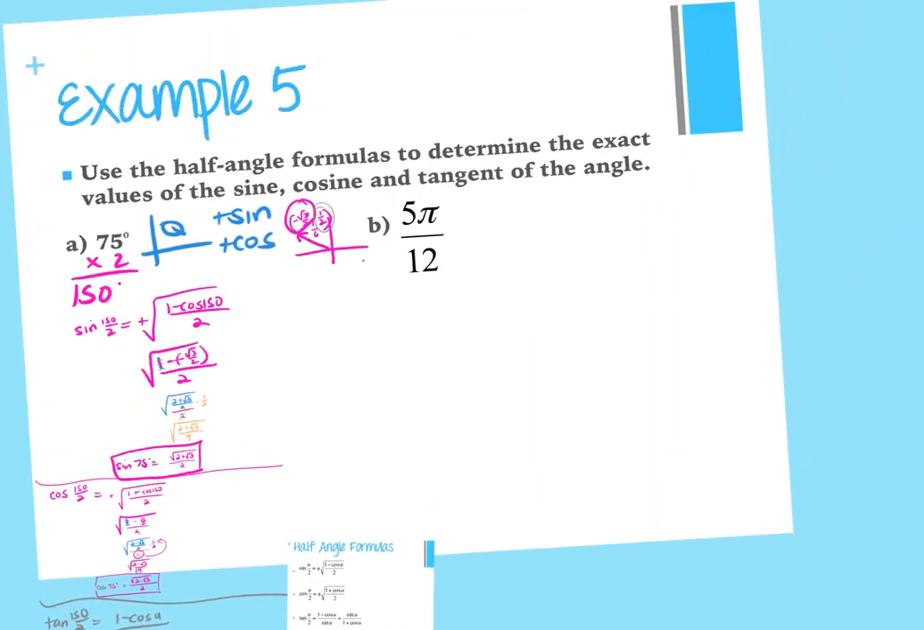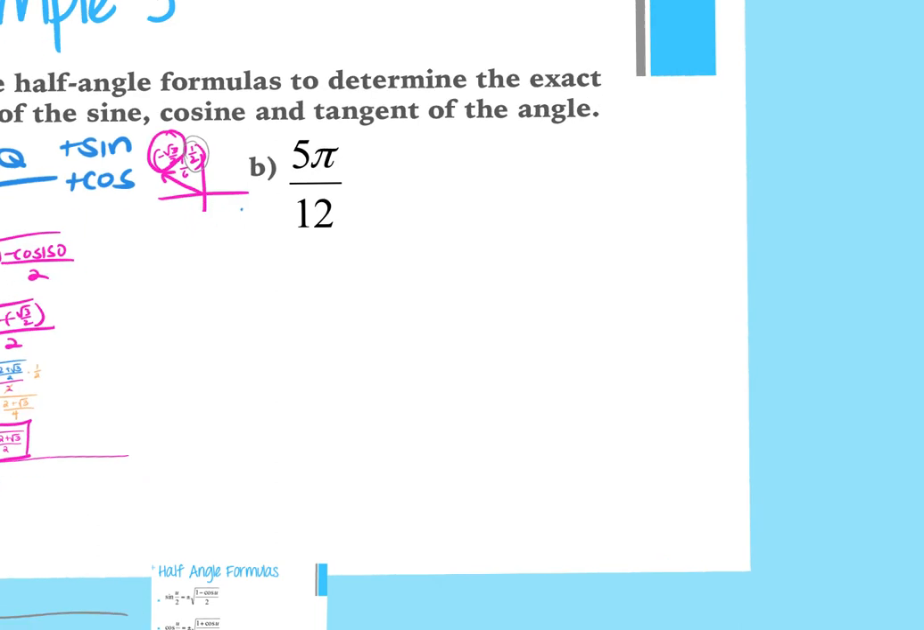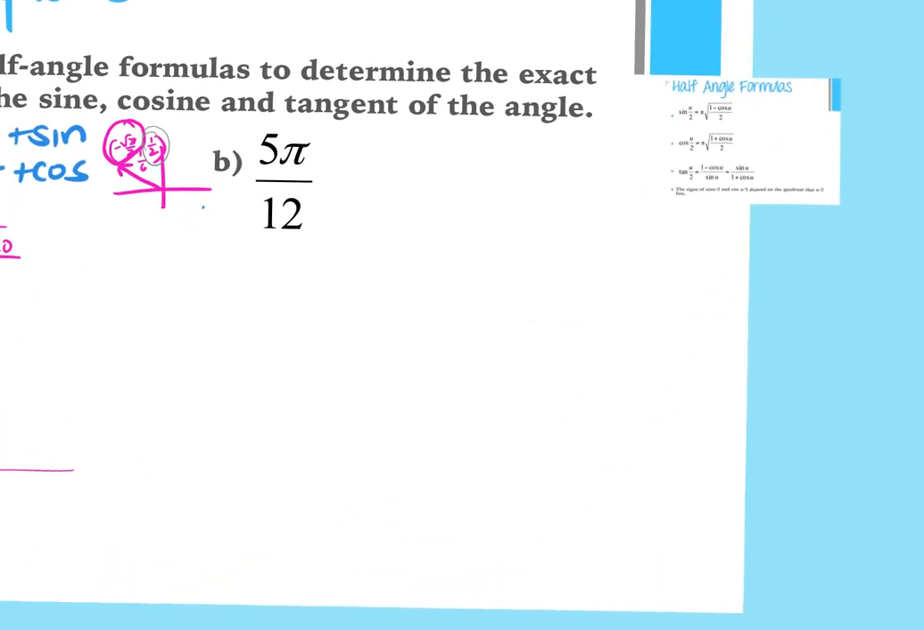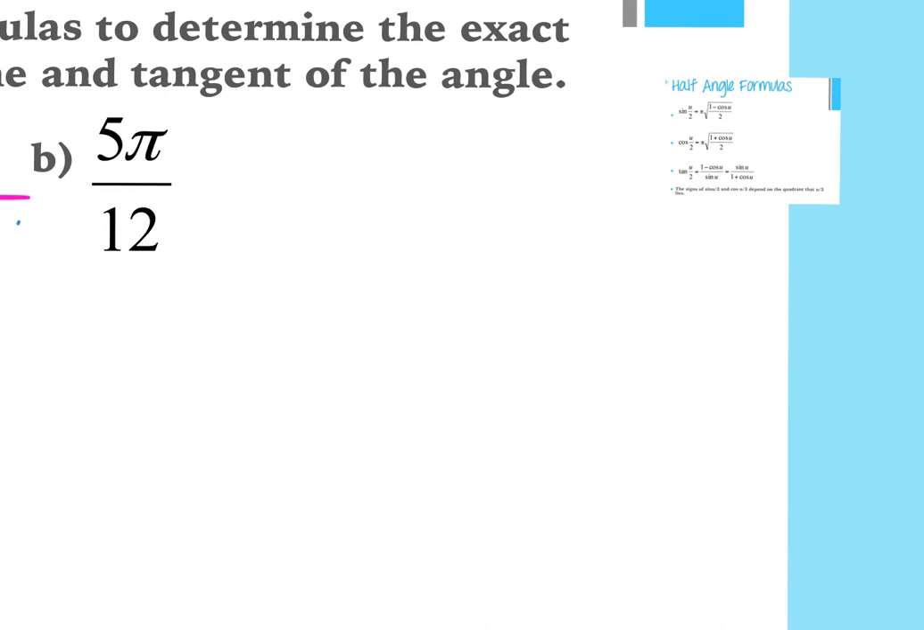All right, so what changes with B is it's just in radians, okay? It's still going to tell you what formulas. It literally says use the half angle, so hopefully it tells you what you're doing.